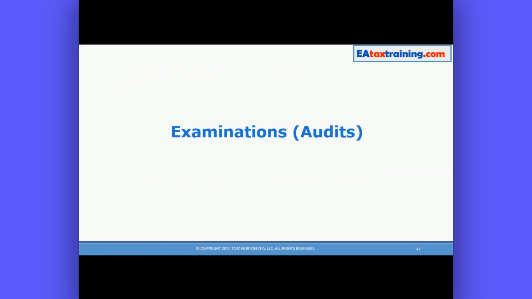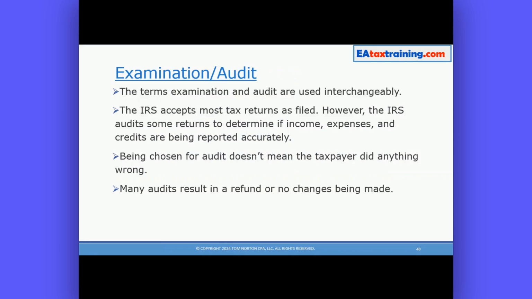Now let's talk about everybody's favorite topic, examinations, otherwise known as audits. In these terms, examination and audit are used interchangeably. And it's important to remember that the IRS accepts most tax returns as filed without ever doing any kind of audit. The vast majority of tax returns are never audited. However, of course, they do some audits because they want to make sure that people are complying with the law.